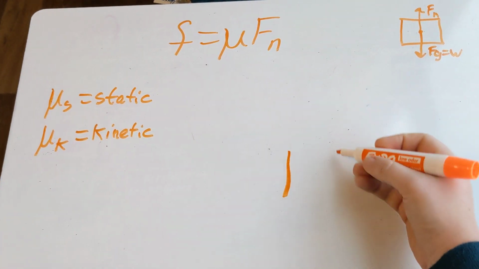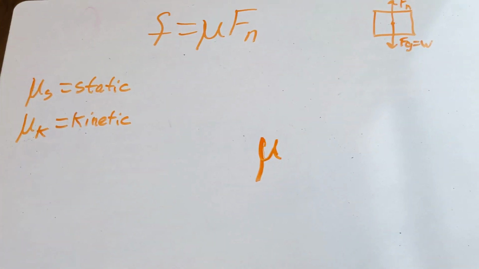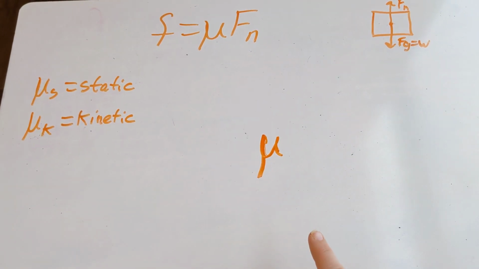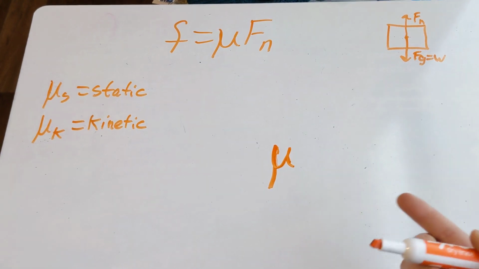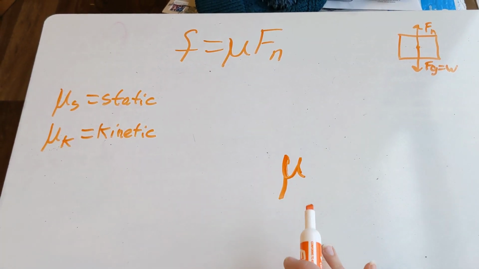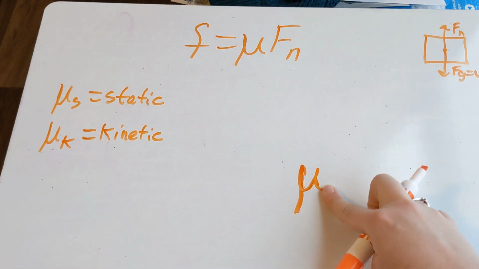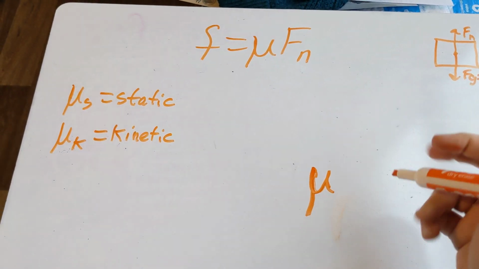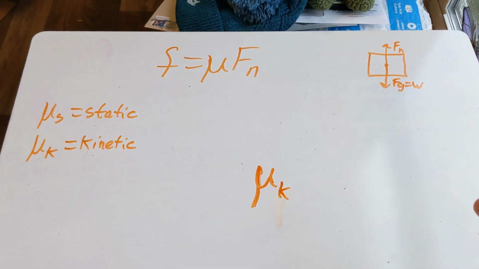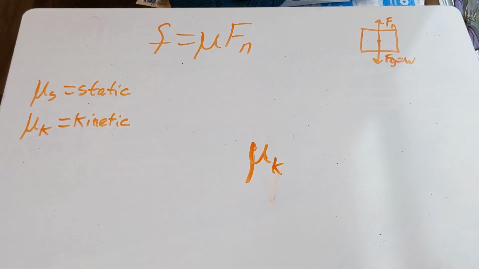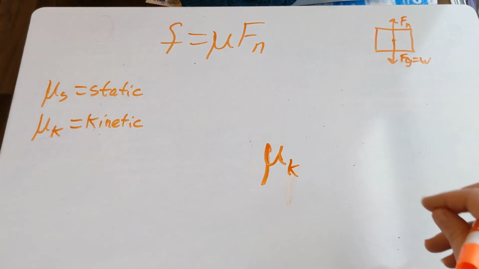So it's essentially like a U, but with an extra long tail on one side. So that is mu. It's a Greek letter. And if we're talking about static, we'd put a little s here. If we're talking about kinetic, we would put a little k there. So that differentiates between the two because it depends on if the object is moving or standing still, which of the frictions we're going to use.